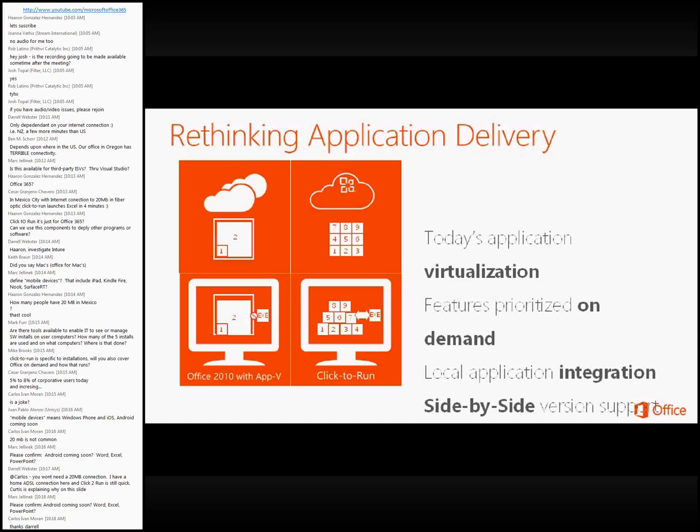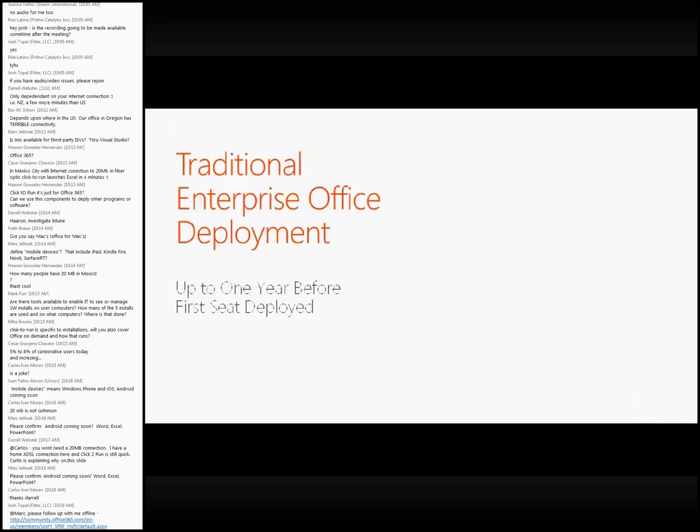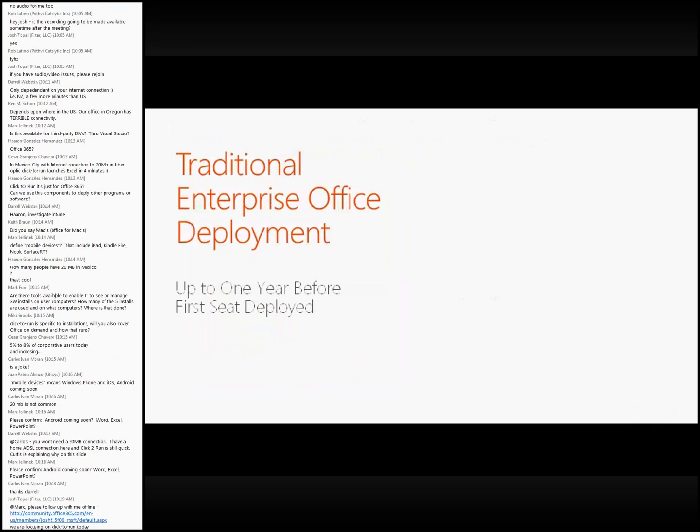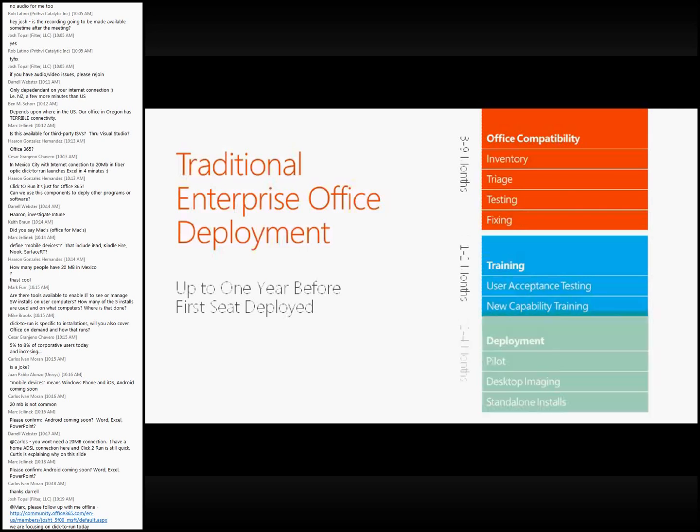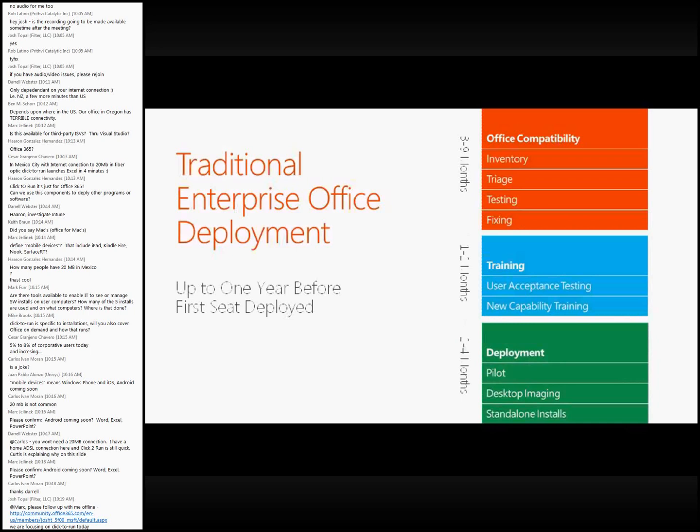So let's see. All right. So the side-by-side mode really helps the compatibility and deployment process because traditionally what we see, and especially in large companies, is it can take well over a year before your first seat of Office is deployed, right? And the major contributor to that is compatibility work, right? Making sure that all your stuff continues to work with the new version of Office.